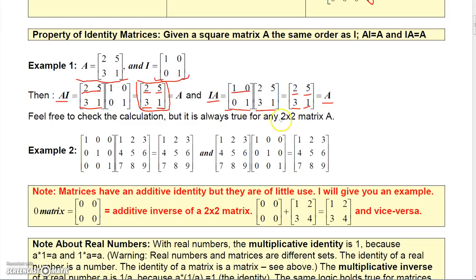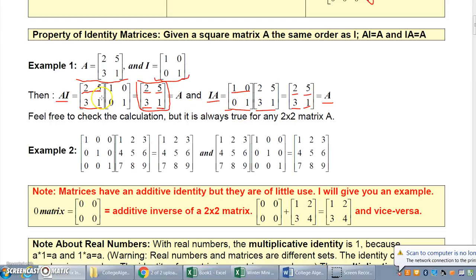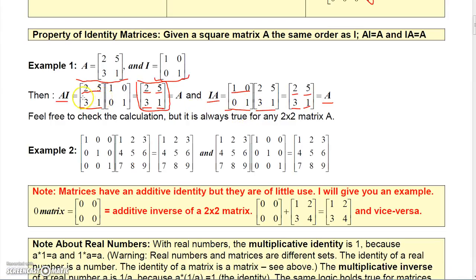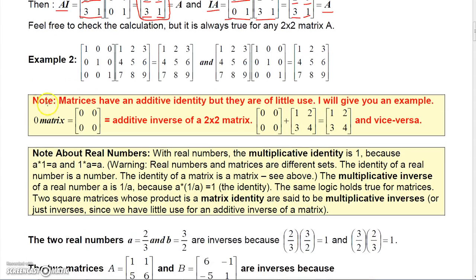Now in the future, you don't actually have to do the multiplication, because it's kind of like knowing that with real numbers, 1 times 3 is 3. You don't actually have to multiply that, you just know the answer is 3. So if I were to see this in the future, I would know that this product is just the matrix 2, 5, 3, 1. And so I wouldn't actually have to multiply it out.